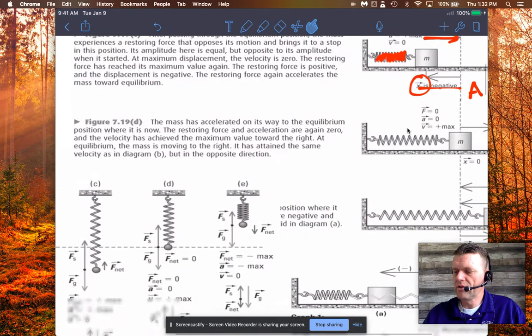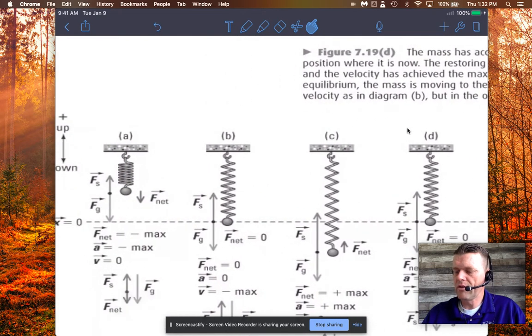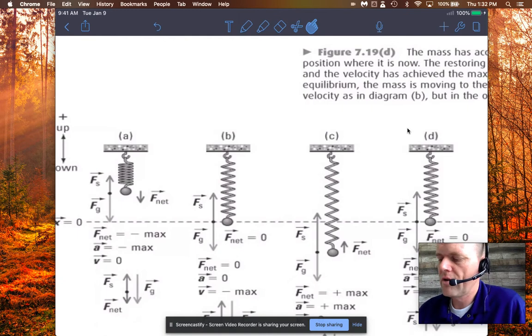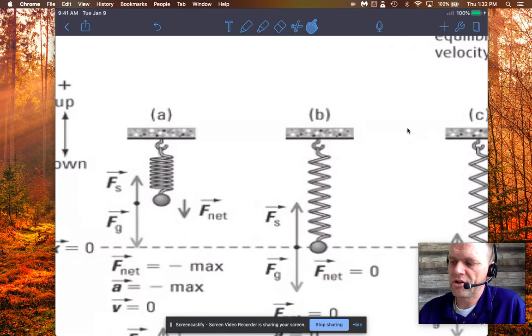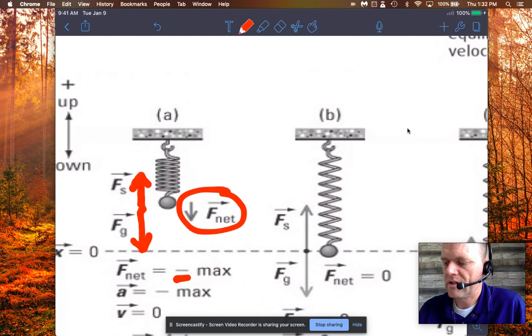Now, we could also look at it vertically. The same thing happens, and it's worth following here. In vertical movement, we could take the mass at its squished position here, and if you can follow this, the force up from the spring is much less than the force of gravity down. So the net force would be down, and you can see that here, that's negative acceleration, but you're at a velocity of zero.